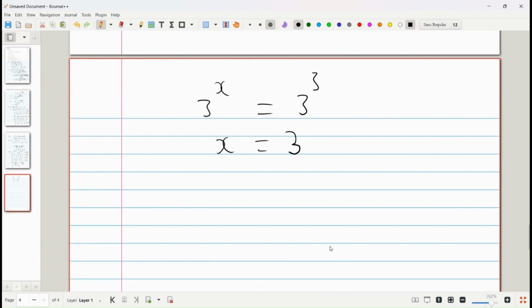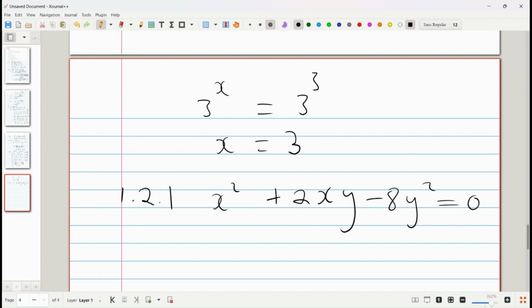Okay, so it's question 1.2.1. So it's x squared plus 2xy minus 8y squared all equals to 0. So they need us to write it in the expression x divided by y.